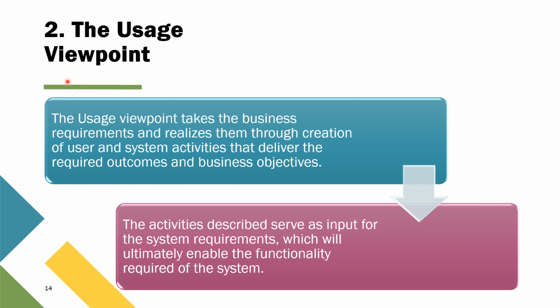The second viewpoint is the usage viewpoint. The usage viewpoint takes the business requirement and realizes them through the creation of user and system activities that deliver the required outcome and business objective. For example, in the business, they already have their own vision. What are the targets that they want to achieve? They take the objective and ask how they want to realize that objective. This is where the usage viewpoint takes place, where it breaks down what activities are needed to achieve this business objective.